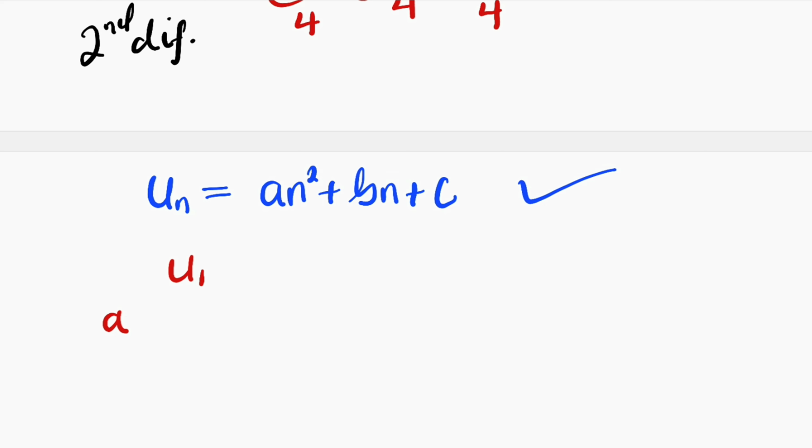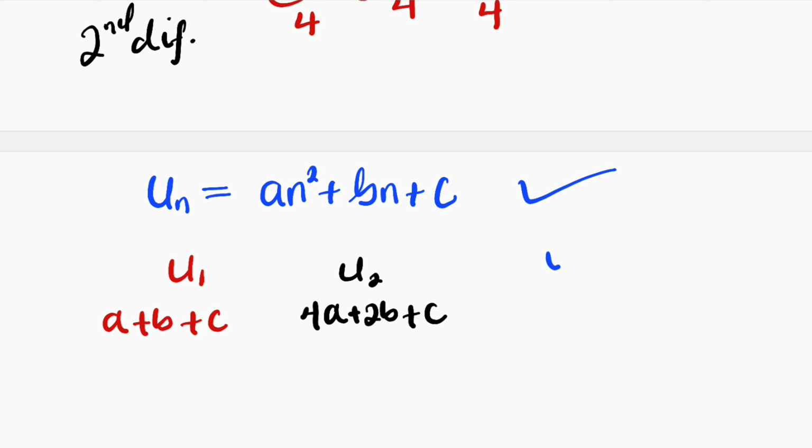B times 1 again, we have b, and we have c. Then what happens if n is equal to 2? We have 2 squared is 4, and 4 times a is 4a, and 2 times b is 2b, plus 2b, then plus c.